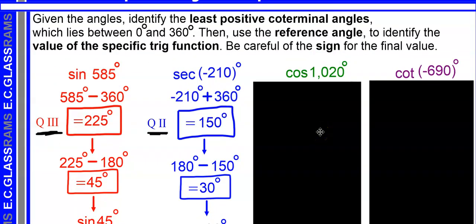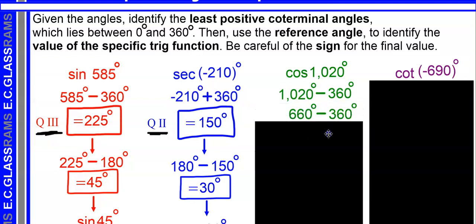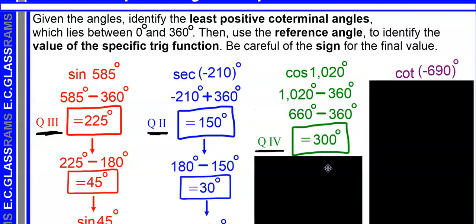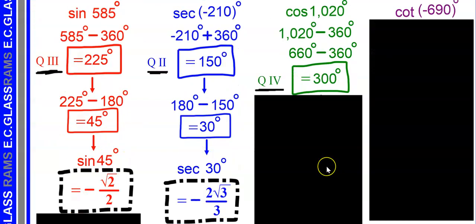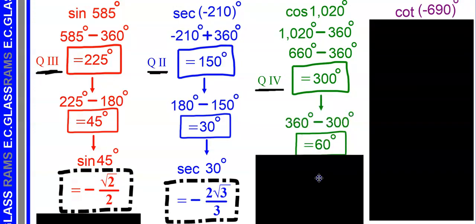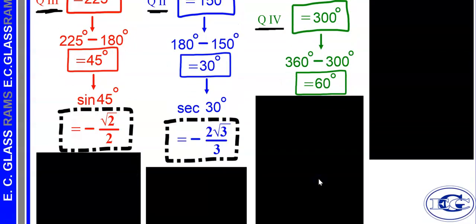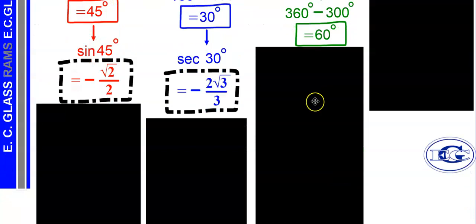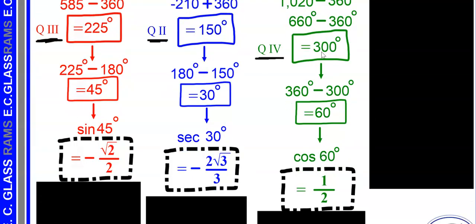Now we're going to go a little bit quicker on these examples. So cosine of 1020, you subtract 360 from it multiple times, twice in fact, and you get 300 degrees, which is in the fourth quadrant. To find the reference angle, we take 360 and subtract 300 from it, so our reference angle is 60 degrees. And our main trig function is cosine, so cosine of 60 degrees will equal 1 over 2, and this one is going to be positive because it's cosine in the fourth quadrant, which is when it is positive, other than the first quadrant.